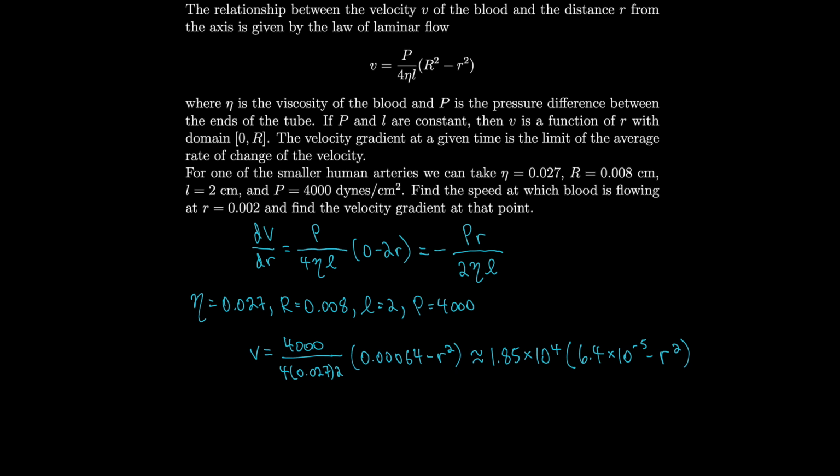Okay, we wanted to find the speed at which it's flowing at r equals 0.002. So we're looking for this velocity at 0.002. So that's going to be roughly 1.85 times 10 to the fourth times 64 times 10 to the minus 6. We just adjust this a little bit so that it'll match up with what we get when we plug in r, because that becomes 4 times 10 to the minus 6. So when we multiply everything through, we get 1.11 centimeters per second. So that's the speed at which the blood is flowing at r equals 0.002.